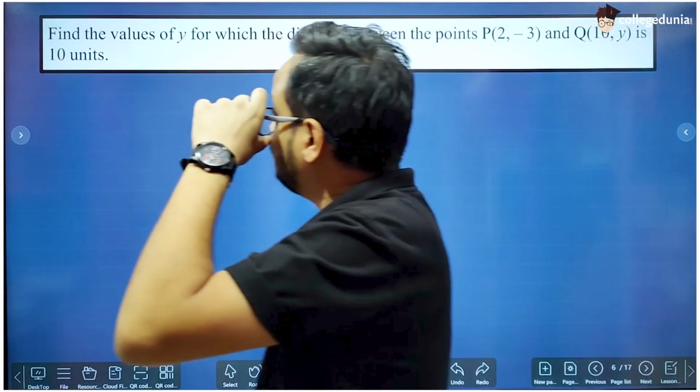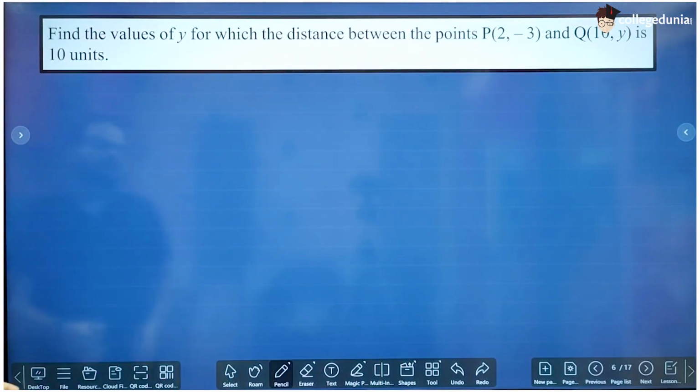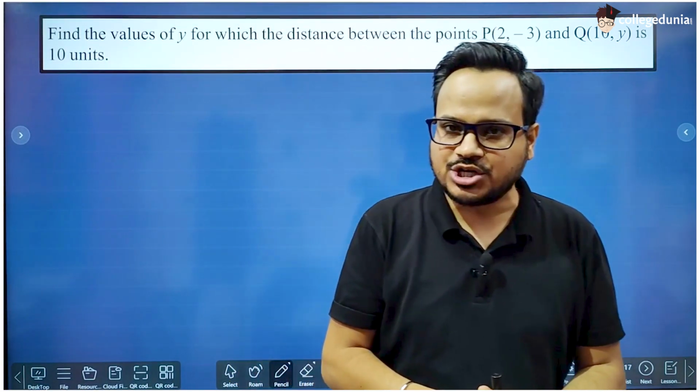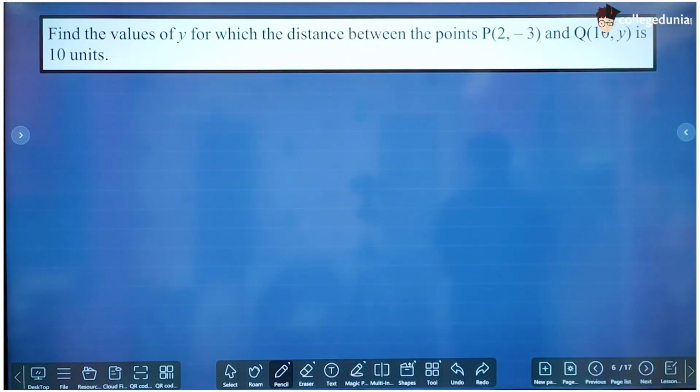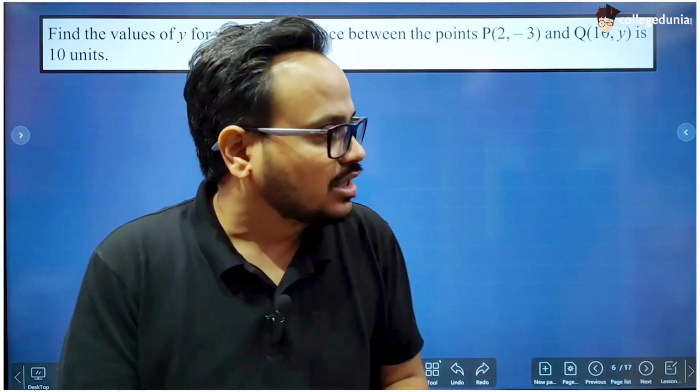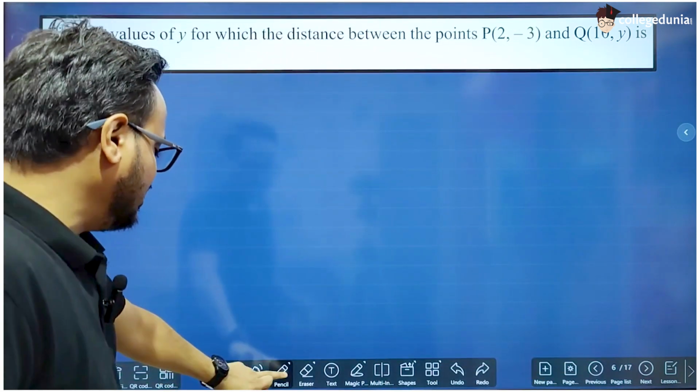Next, find the values of y for which the distance between the points this and this is 10 units. Now this is again a different type of question in which the distance is given. In all the previous questions, we were finding only the distance. Now the distance is given and we have to find the y coordinate of the second point.